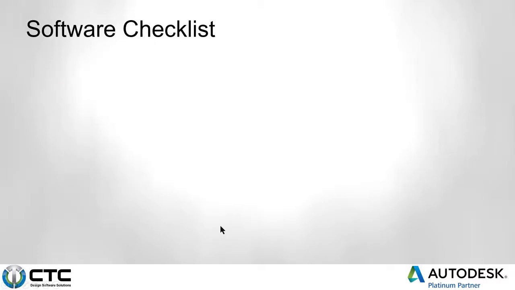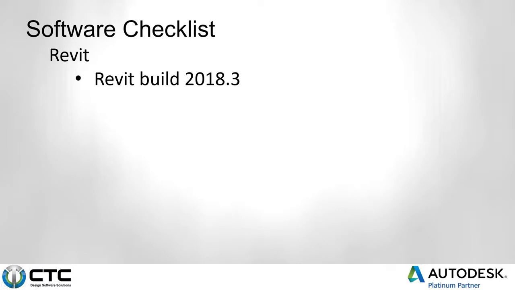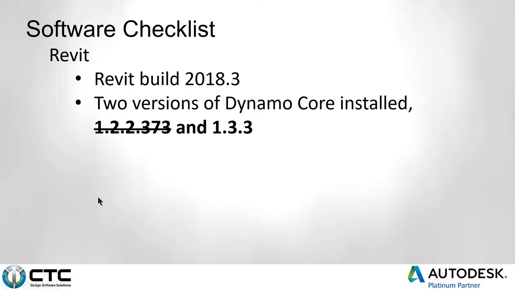All right, so the software checklist includes, since we're working with 3 types, Revit and Navisworks and then Dynamo. Revit, we just recently got the 2018.3 update. You can definitely check that out if you've got Revit 2018 open. At the top right corner, click on the question mark. It'll let you know what build number that you have. Now with this update, 2 versions of Dynamo Core have been installed. I like to call both versions 1.3.3 for short.